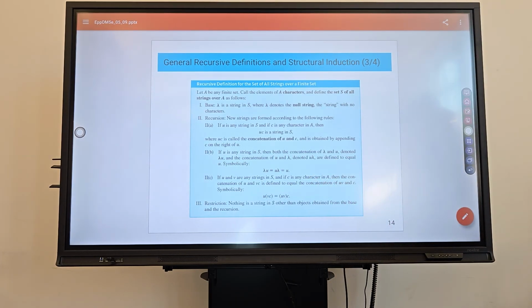If U and V are any strings in S, and if C is any character in A, then the concatenation of U and VC is defined to equal the concatenation of U, V, and C. Symbolically, the associative property holds true, basically. Restriction. Nothing is a string in S other than objects obtained from the base and the recursion.